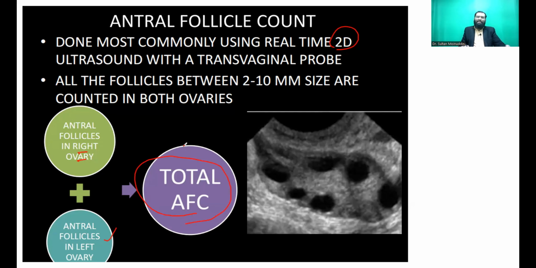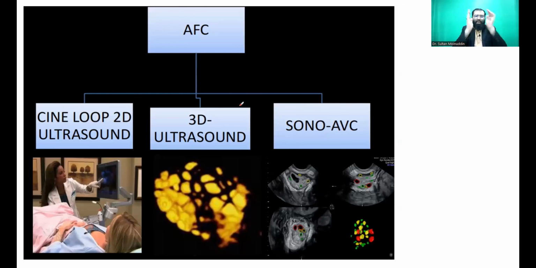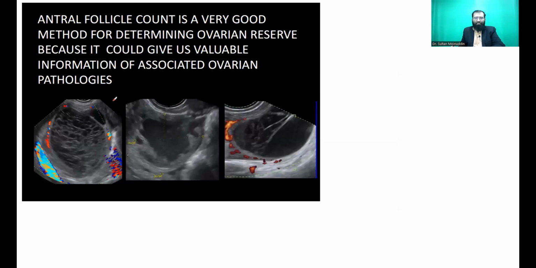All the follicles in the range of less than 10 mm, that is 2 to 10 mm in size, are counted in both the ovaries. That gives a measure of ovarian reserve. Is the ovary having follicles or not? That is understood with the help of AFC. So AFC can be done using a 2D or 3D technique. We have softwares which directly give you the image in one sweep, and also give you the antral count. But if you do not have 3D, even 2D is sufficient, and you can count on the 2D image.